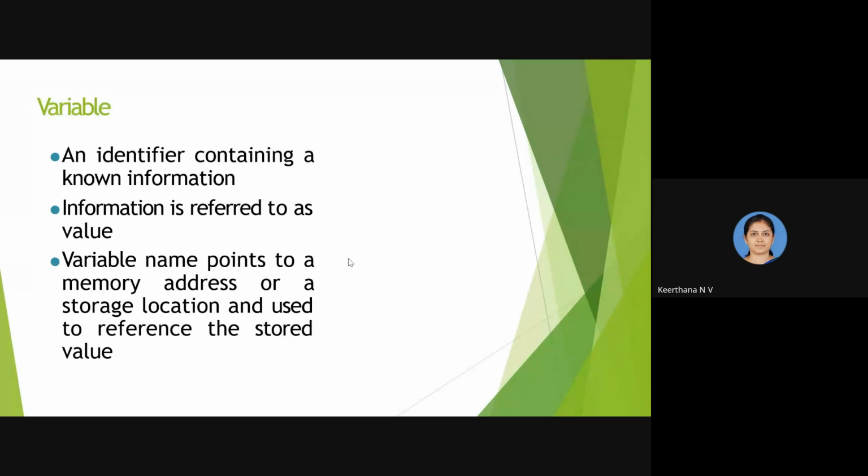A variable name points to memory. Whenever you create a variable, it automatically allocates memory based on the input you are storing. If you are storing an integer, it will allocate memory according to that integer. If you are storing a float, it will be allocated accordingly. So you need not specify a type for a variable. What type you are going to store, you need not specify in Python.